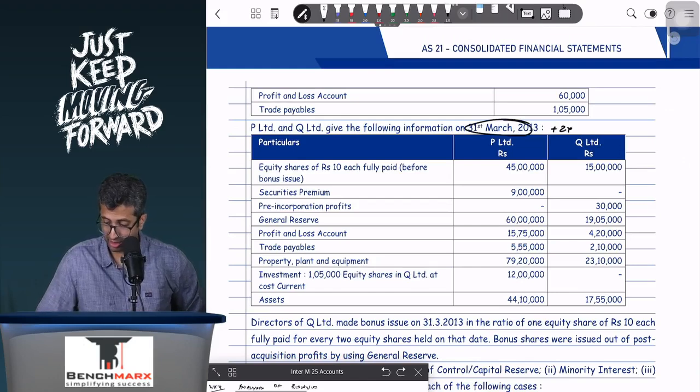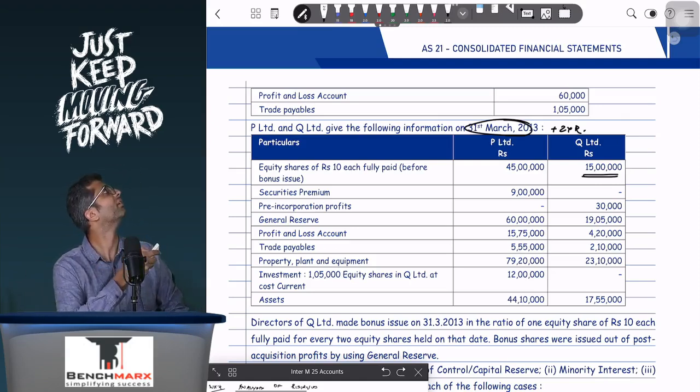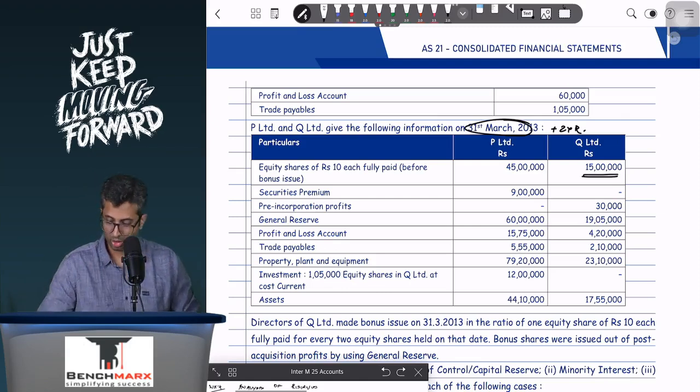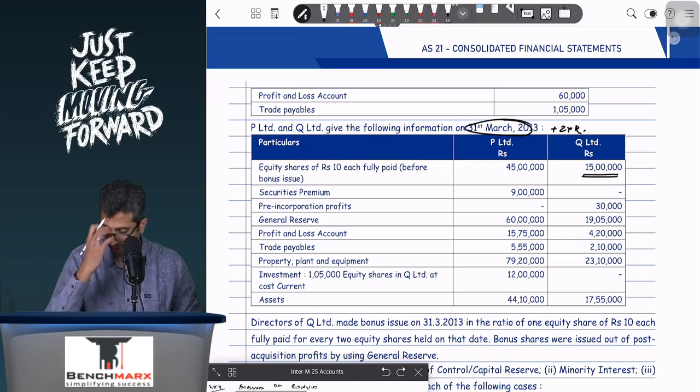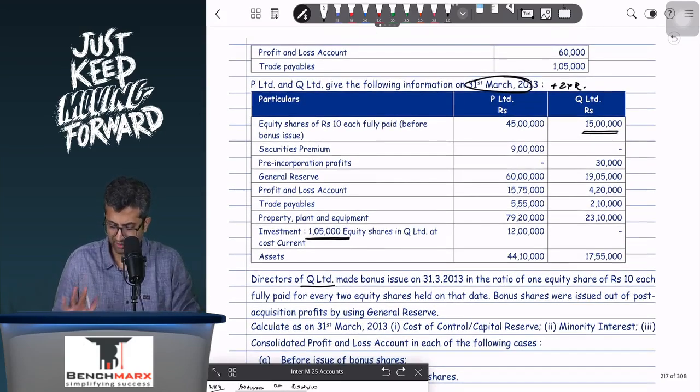Can I say this is plus 2 years? This is 2 years after the acquisition date. Equity shares for rupees 10 each, fully paid. This is still 15 lakhs, that is 1,50,000 of rupees 10 each. Okay, securities premium, pre-incorporation profit, general reserve, profit and loss account, trade payables, PP, investment is 1,05,000 equity shares of Q at cost. Then you have current assets which are given to you. We have directors of Q. You still have 1,05,000 shares.